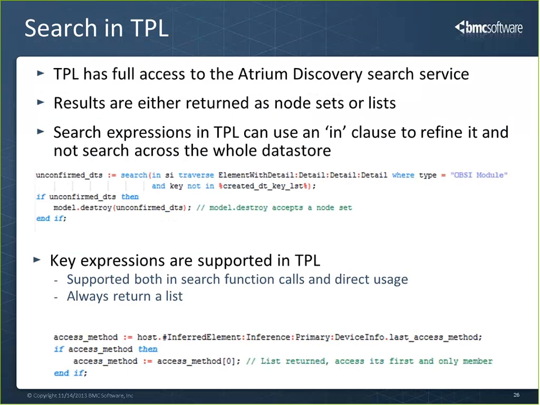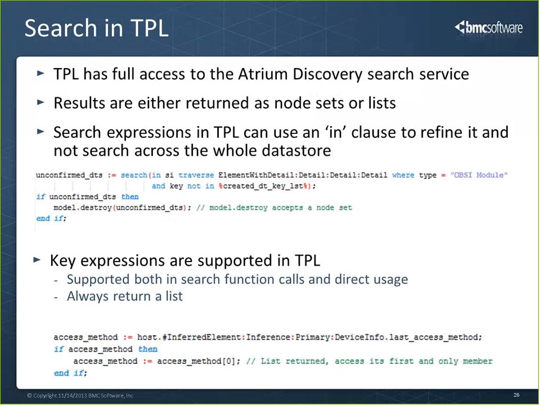Okay, now I'll cover some of the other features of TPL that we're not demonstrating in our example here. Many patterns need to search for data that's already stored in the ADDM data store, and therefore TPL has full access to the Atrium Discovery search service. Results that come back from calling the search service are either returned as node sets or lists.